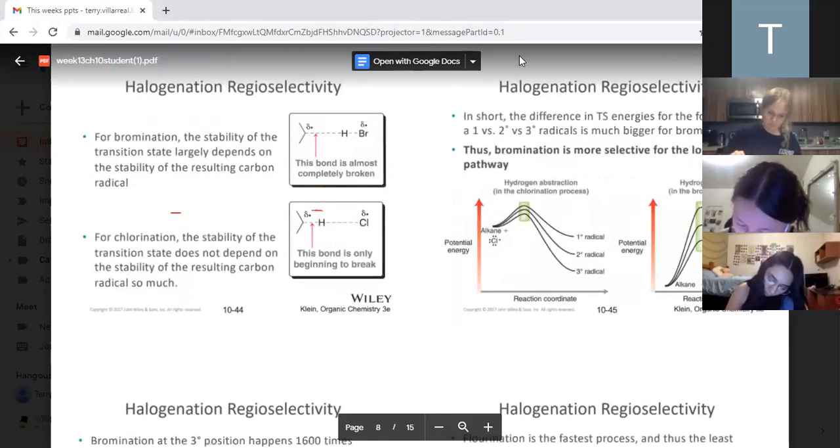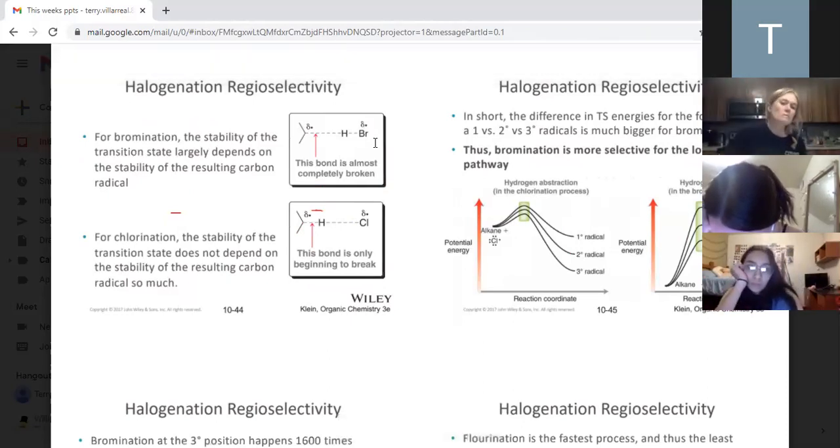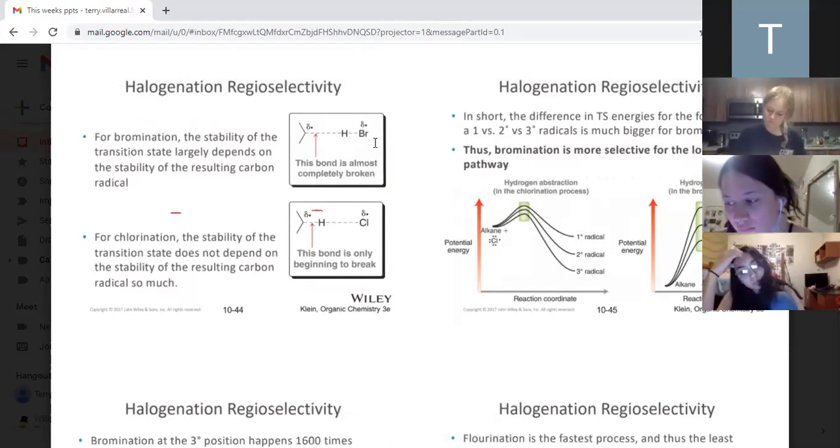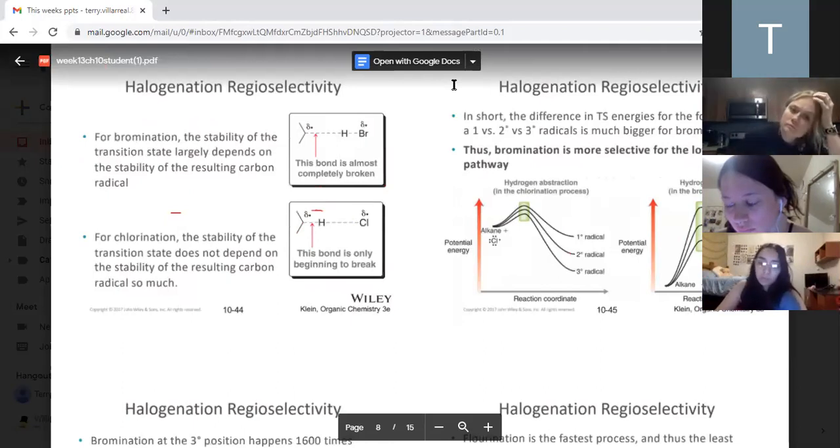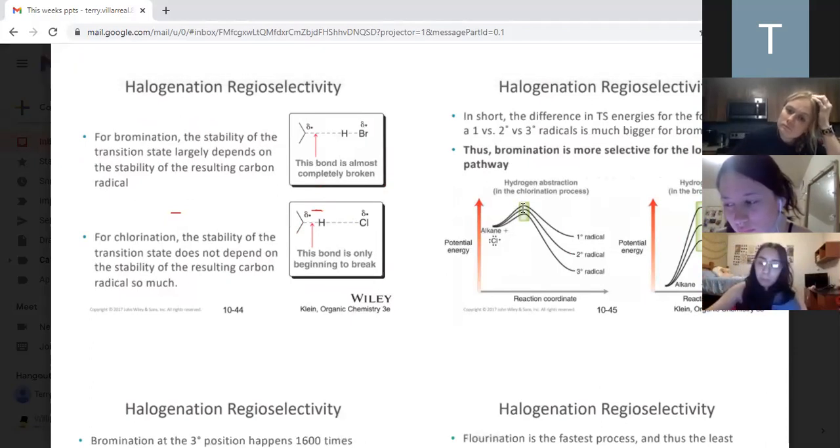So now, for bromination, the stability of the transition state largely depends on the stability of the resulting carbon, right? So when we think about transition states, since the transition state looks more like our intermediate, it's going to want to have more stability. So because of this, bromine is going to really, really want to be attached to a higher order carbon. So in chlorine, if we look here at the chlorine radical, right, primary versus secondary versus tertiary, those energy levels are very close together.